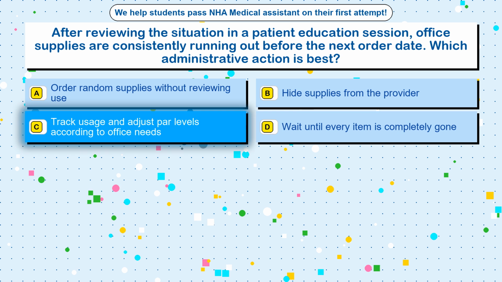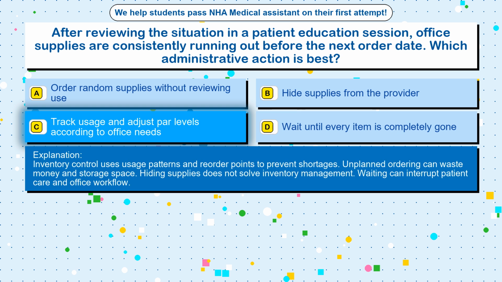The correct answer is option C, track usage and adjust par levels according to office needs. Inventory control uses usage patterns and reorder points to prevent shortages. Unplanned ordering can waste money and storage space. Hiding supplies does not solve inventory management. Waiting can interrupt patient care and office workflow.